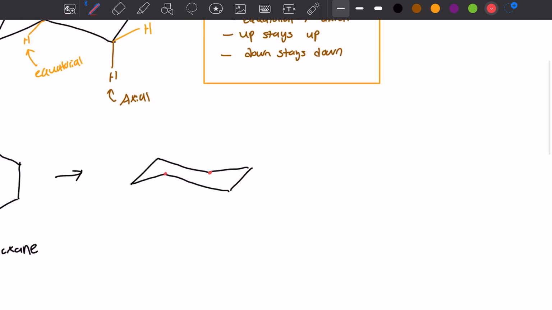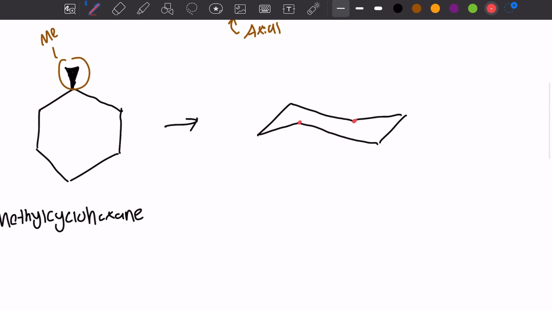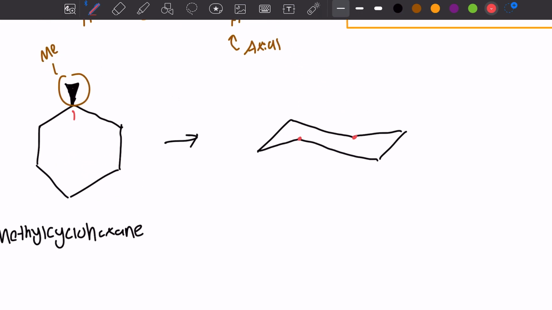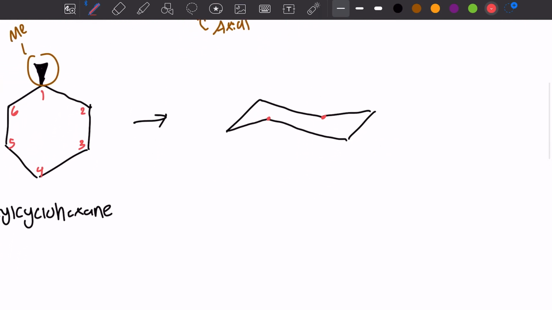So it's easier to label your carbons. Let's say that this methyl group is on carbon 1, and you want to go in a good pattern, so it's probably better to go clockwise. So carbon 1, carbon 2, 3, 4, 5, and 6. On this chair conformation, we can say that this is carbon 1, and then this is 2, 3, 4, 5, and 6.